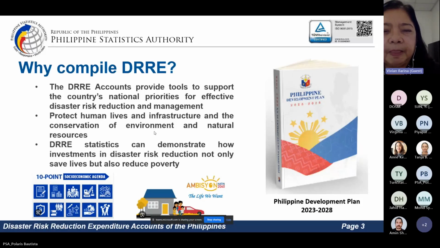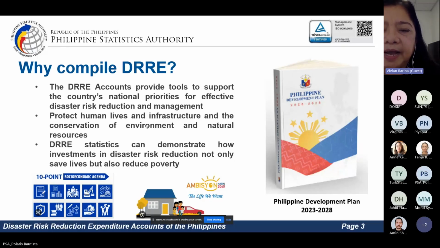the producing of these statistics is, of course, to provide information to the decision makers and planners, with the aim to protect human lives and also the infrastructure, and most especially to conserve the environment and natural resources, and also to demonstrate how investments in disaster risk reduction will not only save lives but also reduce poverty.